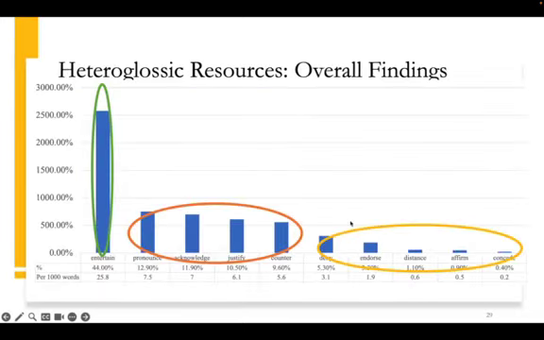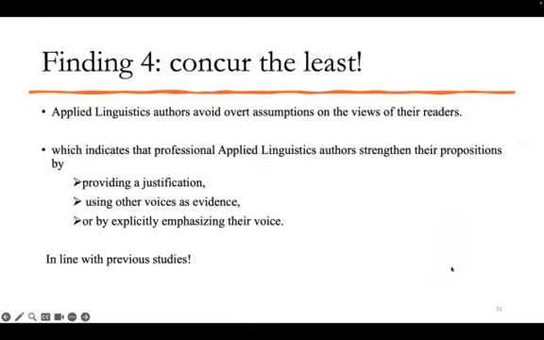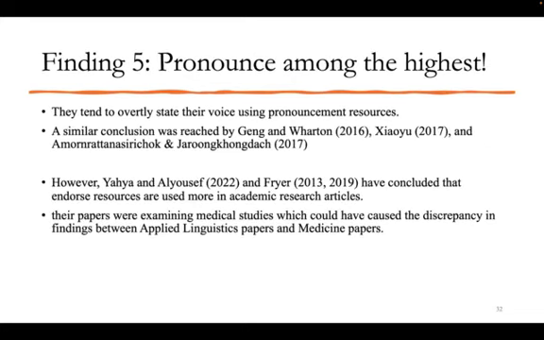So as we can see in here, affirm and concede are the least used, which might mean that authors avoid overt assumptions on the views of their readers. They tend to strengthen their propositions by providing a justification or using other voices or explicitly stating their own opinion or view. This is in line with other studies as well.